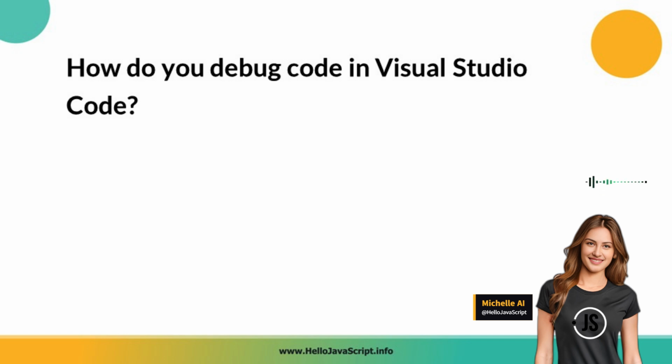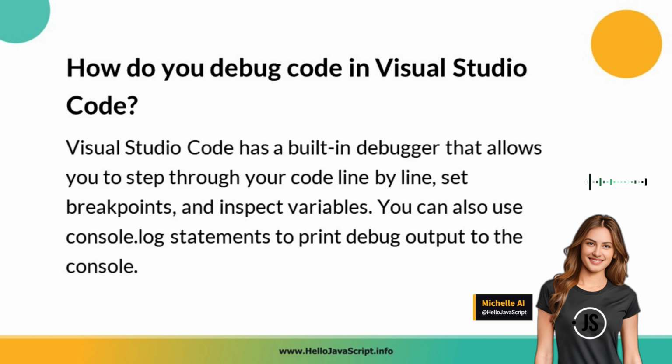This is the next question. How do you debug code in Visual Studio Code? Here is the correct answer. Visual Studio Code has a built-in debugger that allows you to step through your code line by line, set breakpoints, and inspect variables. You can also use a console log statement to print debugging outputs to the console.